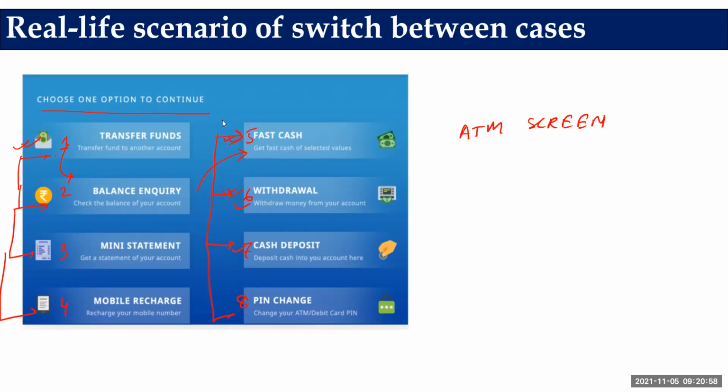Internally, in the bank server, when programmers use server-side scripting languages, they use this technique to handle whatever options you have given. If you select option 2, it will go for the balance inquiry. If you select option 7, it will give you an option for cash deposit through the ATM machine. If you select option 8, it will give you a PIN change for your debit card. There are many such examples, such as when you call customer service, they also give you options: press 1 for this, 2 for this.